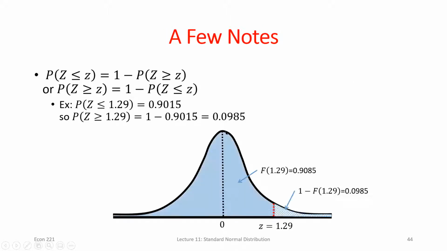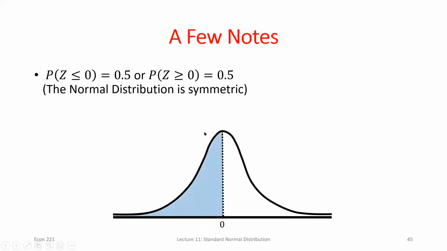So we already discussed this. I think the next one is about it being symmetric. We already talked about that, where the area to the left and the right of the mean, our mean is 0 for the standard normal distribution, the area to the left and right is 0.5. Okay?